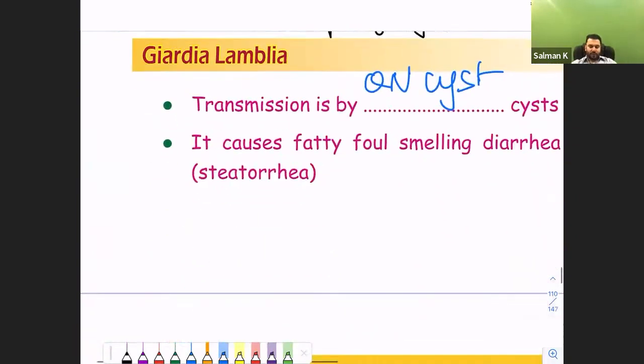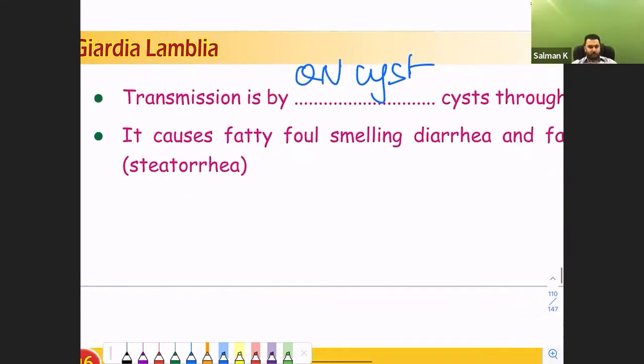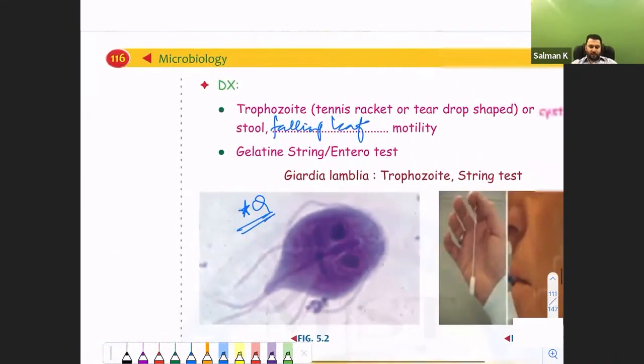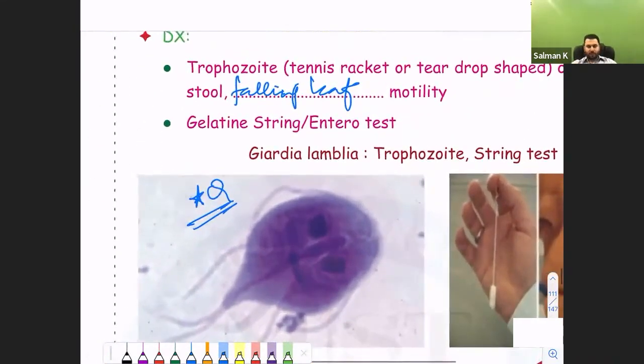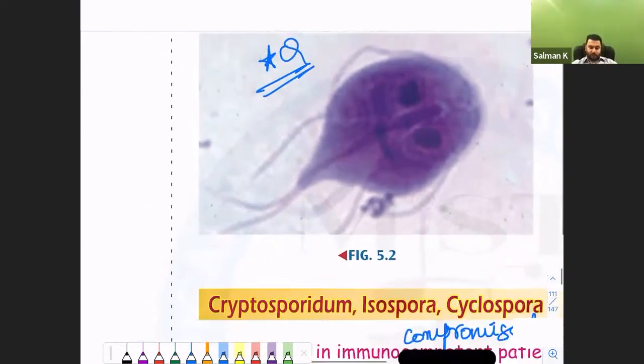Next, Giardia lamblia, again the same story. Quadranucleate cyst comes inside us, but this time the diarrhea is fatty diarrhea, steatorrhea. Entamoeba is a bloody diarrhea, Giardia is a steatorrhea. Diagnosis wise, please just look here. It produces falling leaf motility. This is the guy that you need to look at. Identify that this is Giardia trophozoite. It produces this falling leaf motility.